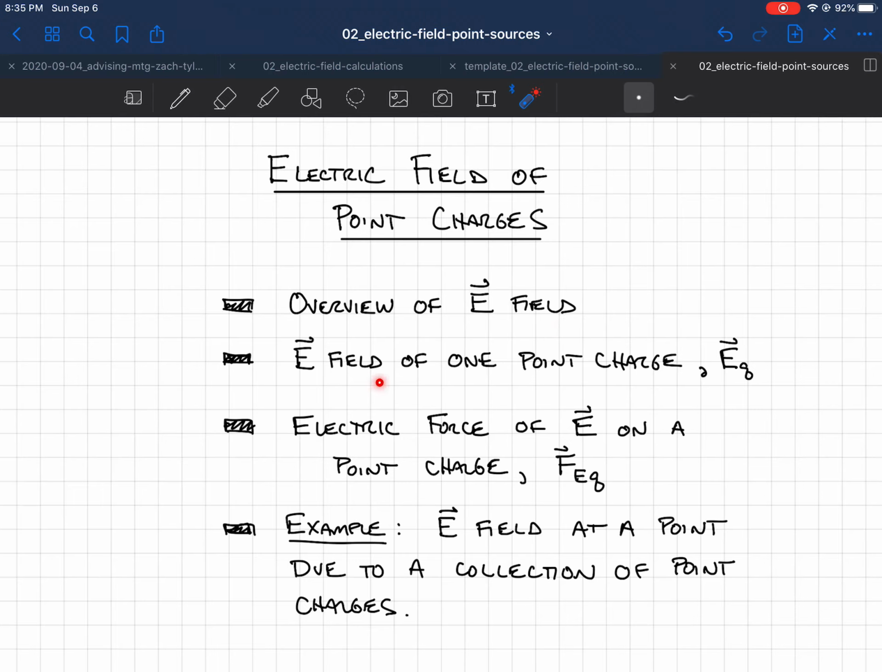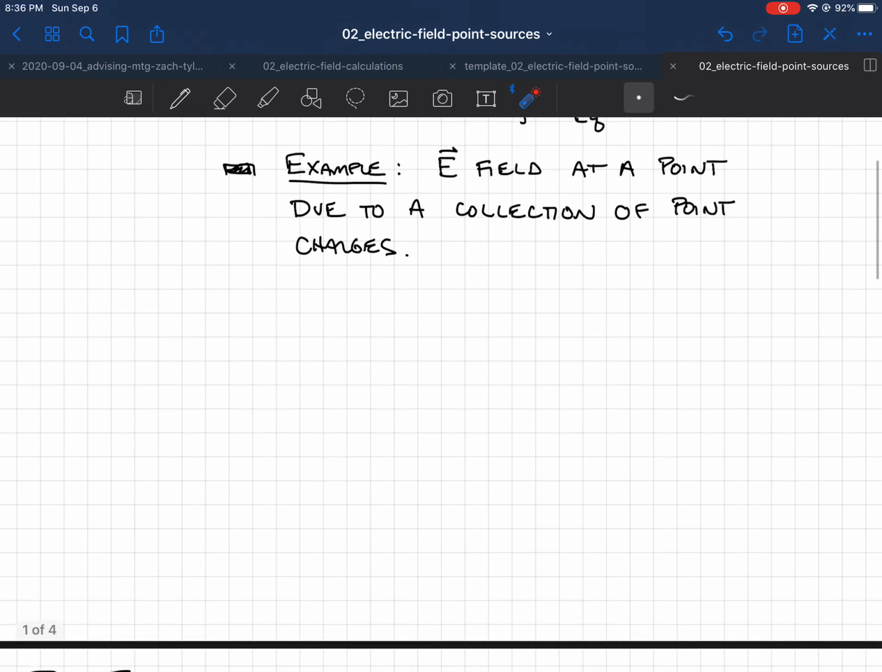Then we'll talk about how that definition implies basically an expression for the electric field due to one point charge. Then we'll mention that you have an electric force. So given a known electric field, there will be a force of that field on a point charge, and we call that the electric force on point charges. And then finally we'll do an example where we talk about the electric field at a point in space that is due to a collection of point charges using the stuff that we learned above.